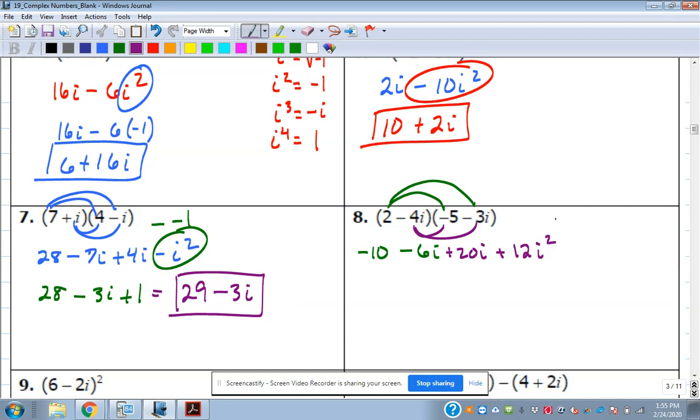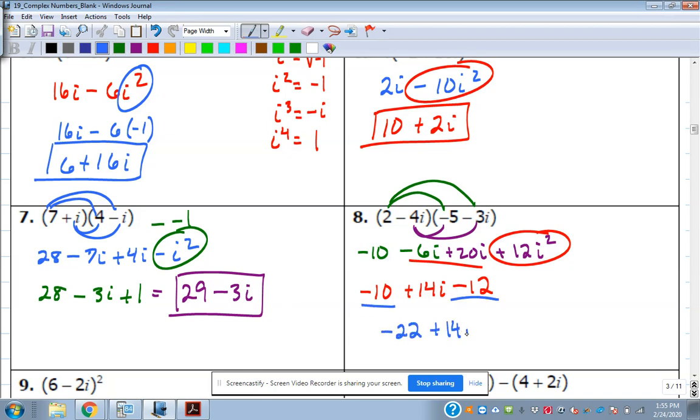Combine like terms and convert the i squareds. That's what we need to do. So like terms, those two in the middle, will be plus 14i. Positive 12i squared is going to turn into negative 12. And now like terms for that would be these two together, which would be negative 22 plus 14i.